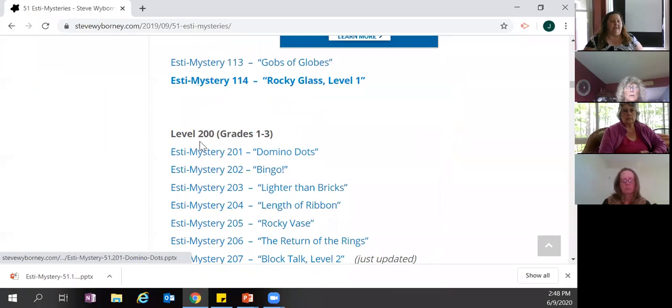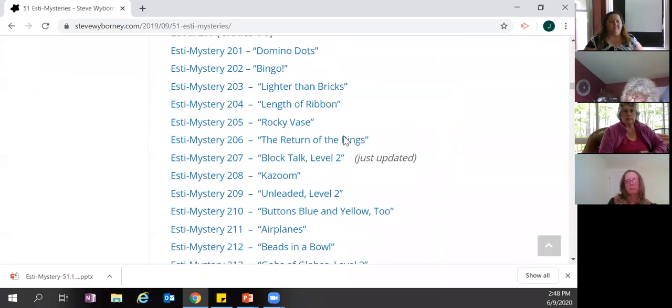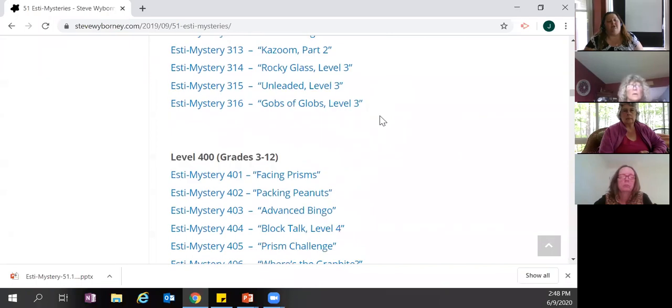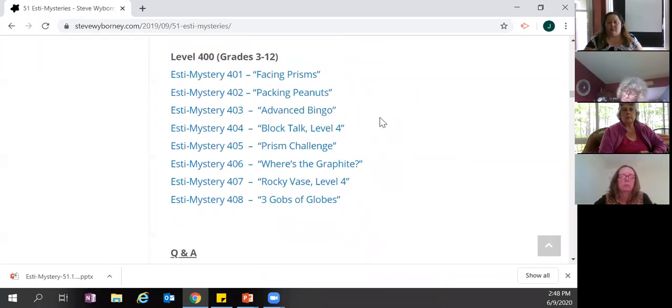You can then get down to these level 200s that are more appropriate for grades 1 through 3. And as you scroll down further, there's ones that are more appropriate for 3 through 8. And again, I would make sure that you look through them before you just use them with students. Make sure that you're able to come up with an estimate that does seem to work with the clues that you're given, just so that you know that your students would be able to do that. Any questions about Estimistry?